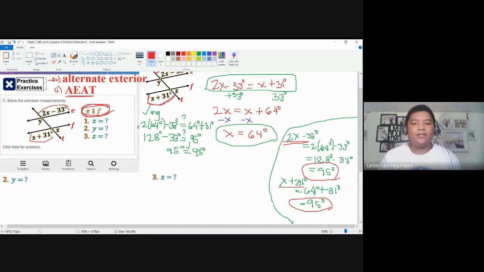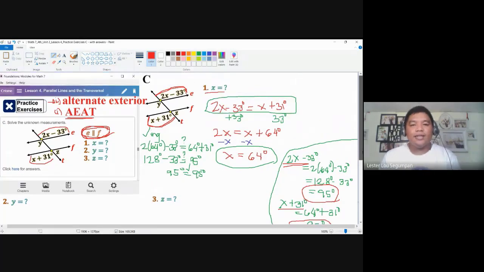Okay? Now that we have established these concerns, we can now proceed to number two, which is on the determination of the measurement of angle y or the variable y. This is supposed to be angle y, but since I am only using variables, let me just use that one. But to do that, we need to look at the relationship of this angle y here to any angle having the variable x, because x already has been solved. Do not use the variable z here because you will just end up with an equation with two variables.